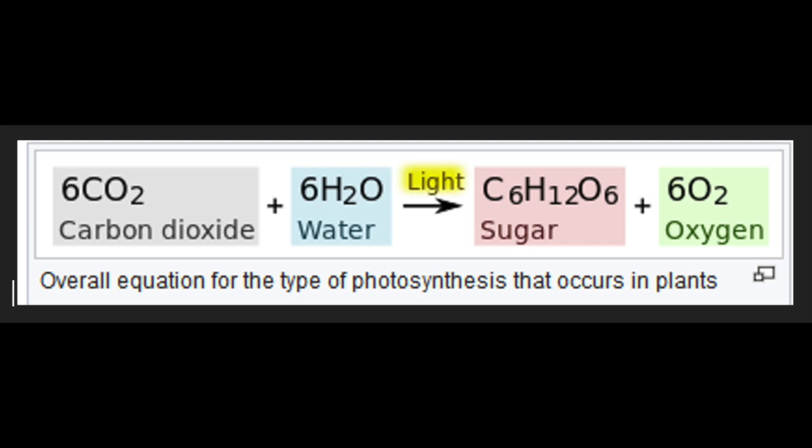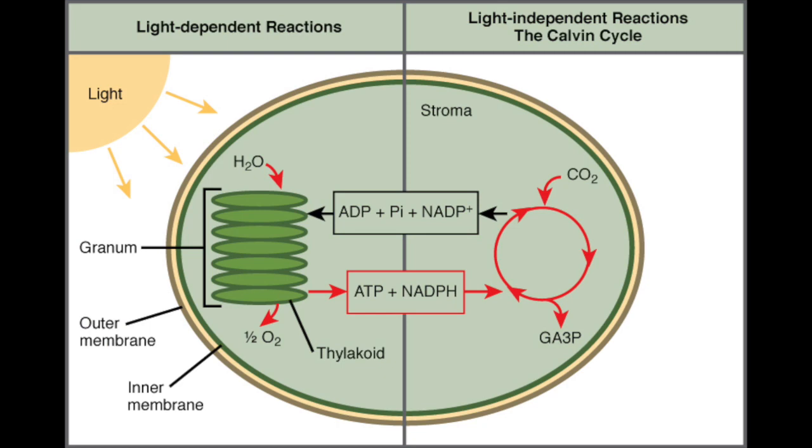And these in turn are synthesized from carbon dioxide and water. So that's where the name comes from, photosynthesis. It's the synthesis of sugar products using the energy from sunlight. So photosynthesis occurs in two distinct stages. These are sometimes called the light-dependent reactions and the light-independent reactions.